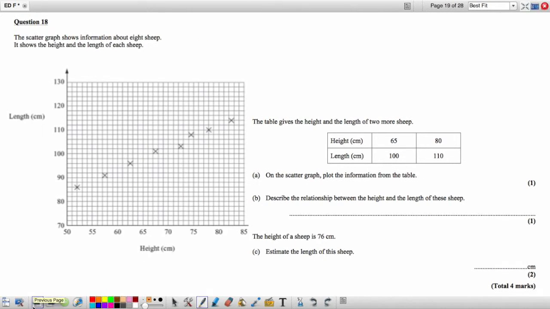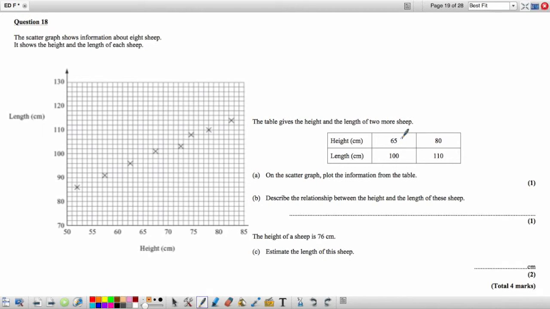Question 18. The scatter graph shows the information about 8 sheep. It shows the height, shown here on the x-axis, and the length of each sheep, shown here on the y-axis. Here we have information about 2 more sheep which we need to put onto the scatter diagram.